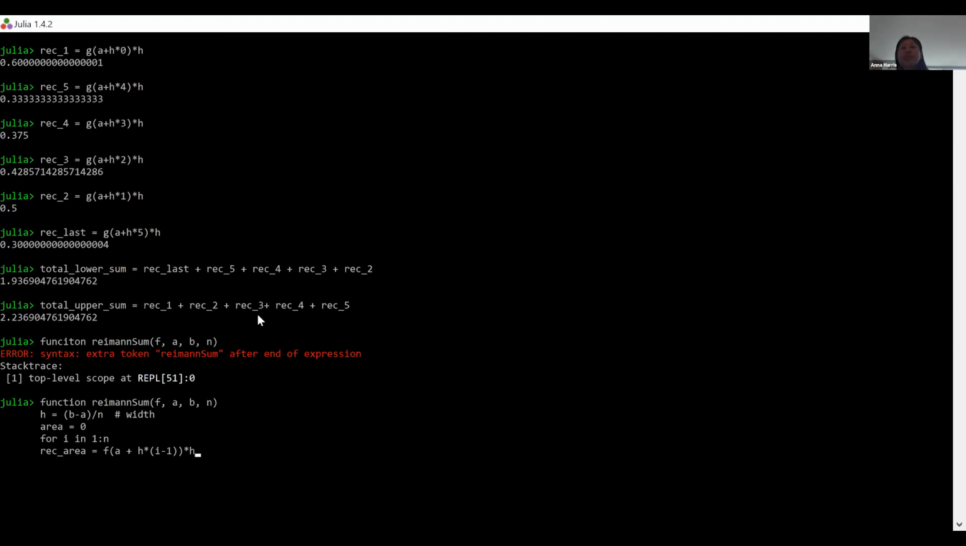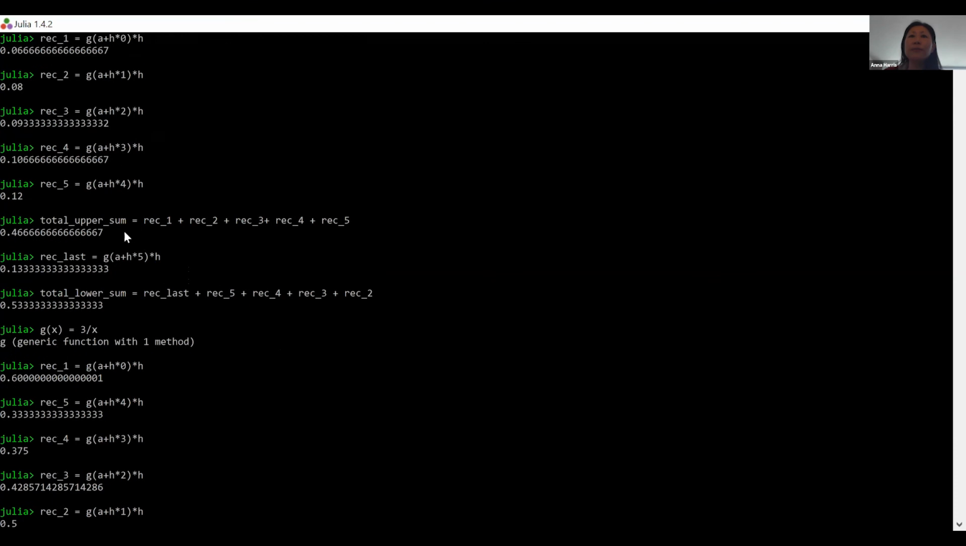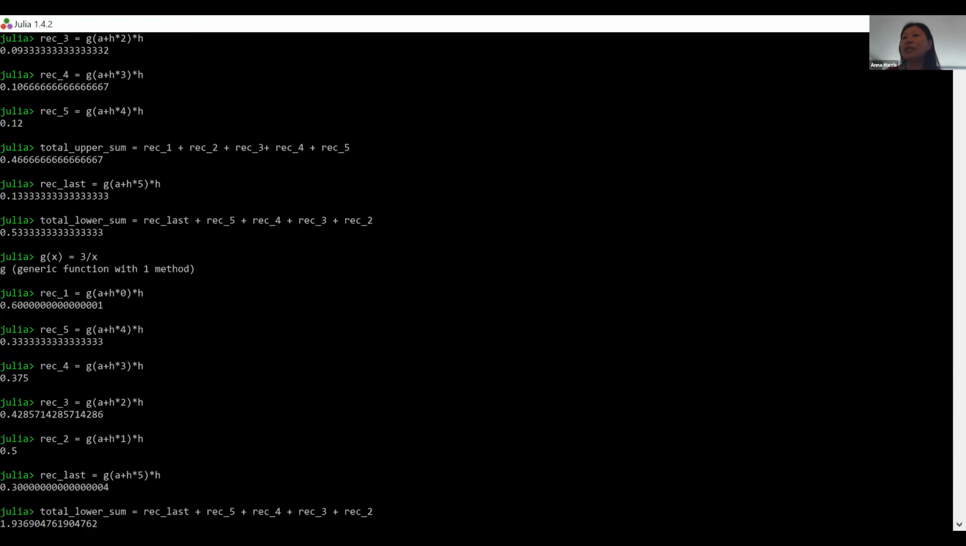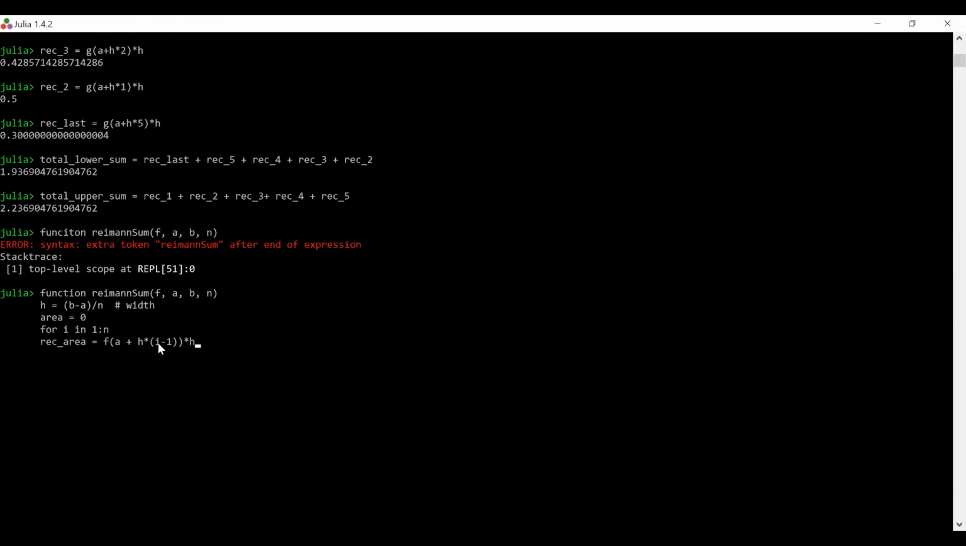Okay, so I'm starting with a 0. In other words, remember with this part right here, I'm starting with a 0, h, a plus h times 0. So h times 0 means this one right here. 1 minus 1 gives you 0. Okay, and then say area is equal to area plus rectangle area.